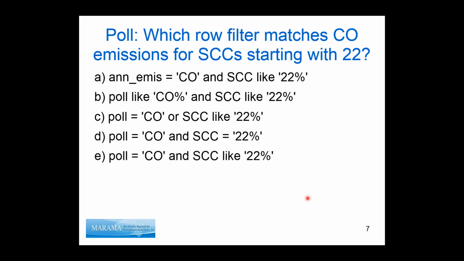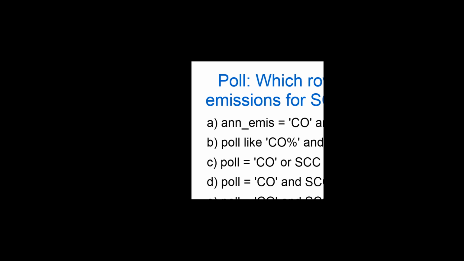So now it's poll time to see if this has sunk in or not. The question here is, which of these row filters is going to match our CO emissions for SCCs that start with 22? And Julie, I don't know if you have this. Oh, there we go.